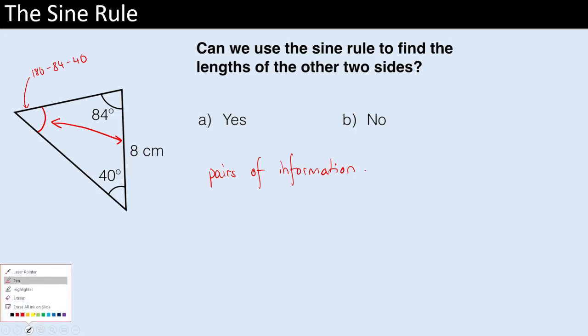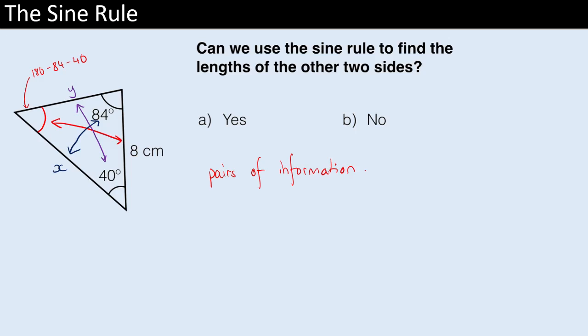Now, if we were trying to find out any of the other two sides, that would be either this one or this one. And then suddenly we would have a second pair of information, or even a third pair of information. Okay, so in this triangle, I would be able to work out anything through using the sine rule. And the way that we would do that is by setting out our sine rule using the formula we saw on the previous slide, plugging the information in, and then doing a slight amount of rearranging to get our final answer.